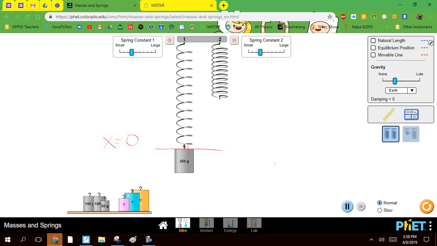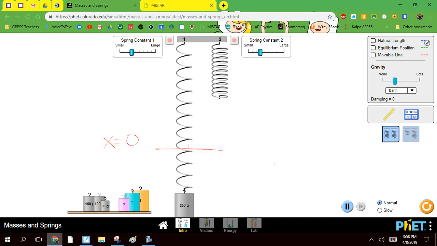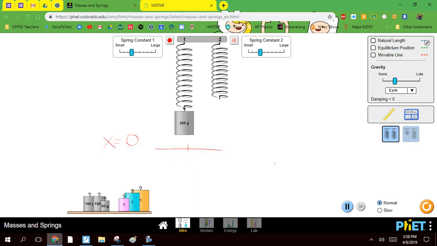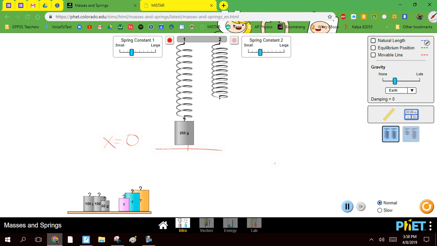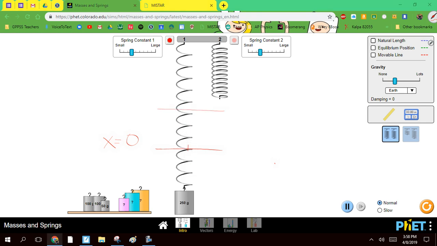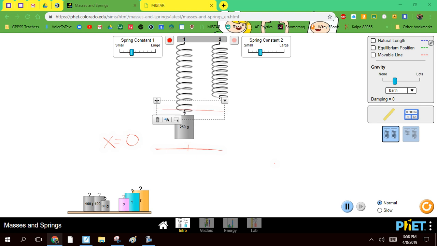What I'm going to do is pull it down just a little bit and release it, and it'll oscillate up and down, all right? You'll notice it's oscillating up and down between two points, right? So here's sort of the maximum point. I'm going to raise that up a notch.